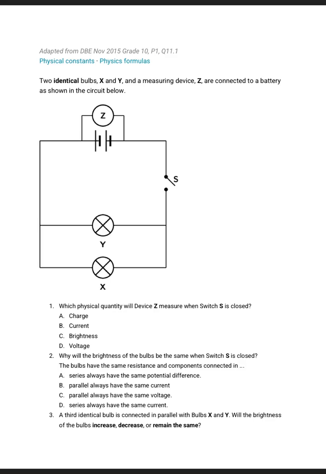And then we have an exam type question here. We have 2 identical bulbs X and Y and a measuring device Z connected to a battery as shown in the circuit below. So this is a switch, and then we have a cell. The first question: which physical quantity will device Z measure when switch S is closed?